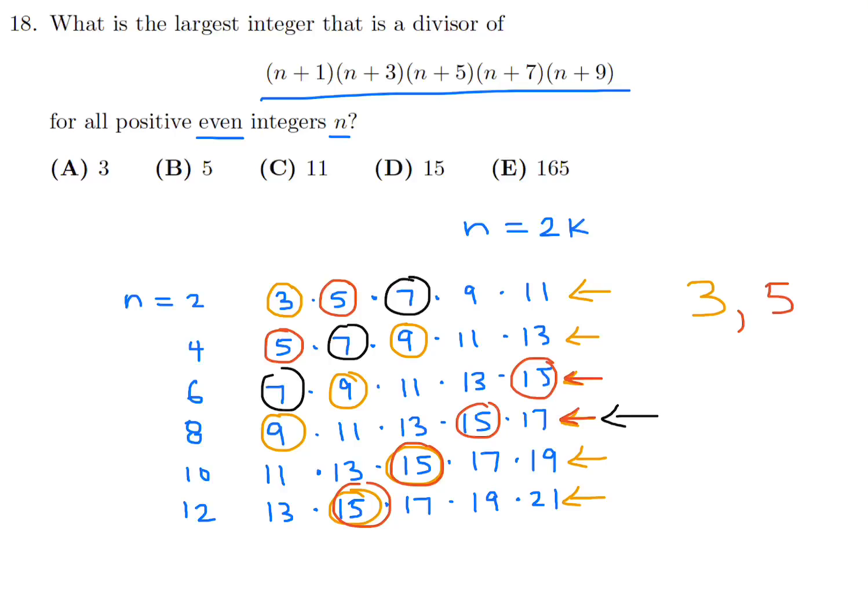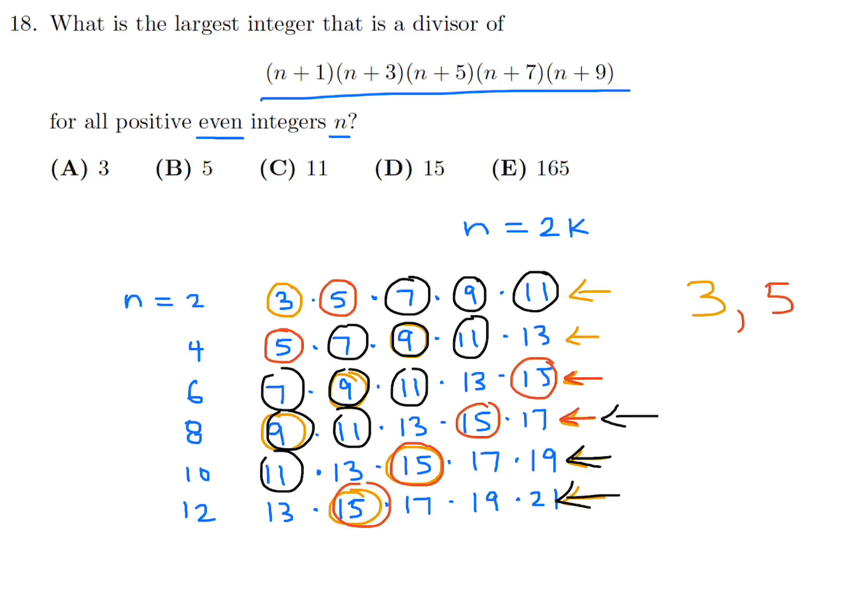So 7 won't work. How about 9? Well, we talked about 3 already. 9, well, we got a 9 here, 9 here, 9 here. But unfortunately, there's nothing here that's divisible by 9. By 3, yes, but not by 9. 11, let's see. 11, 11, 11, great. But unfortunately, when you get to here, there's nothing divisible by 11. So the maximum we can get is just 3 and 5. And therefore, you multiply them, and that gives you 15. And that's the largest integer that is a divisor of that expression. So 18 is D.